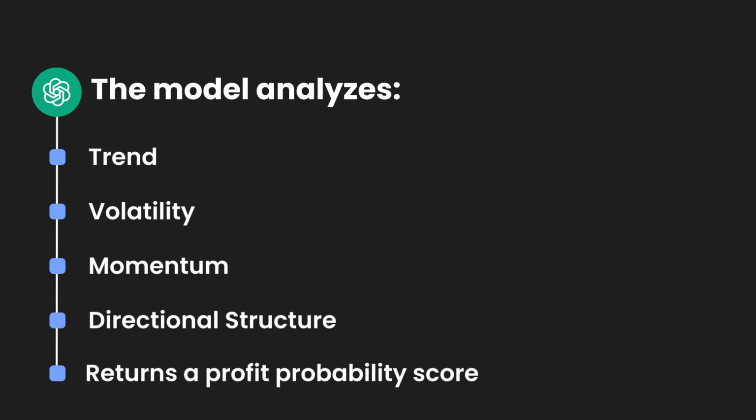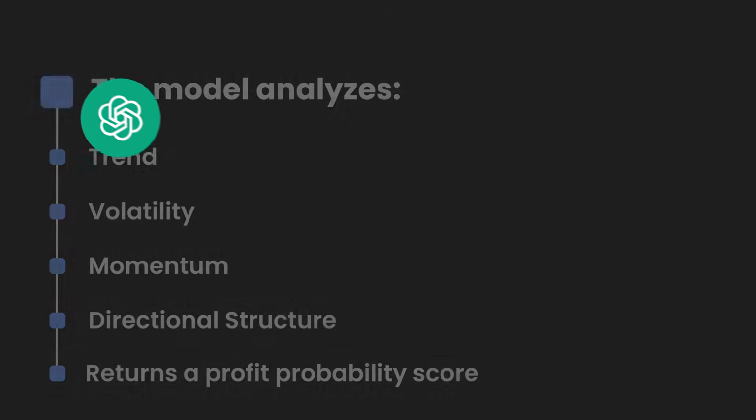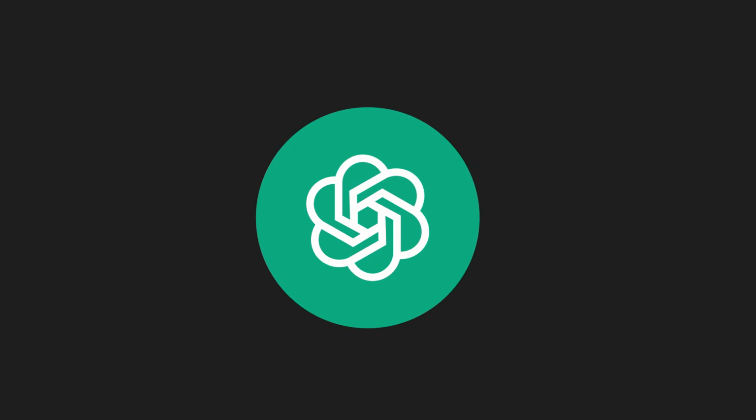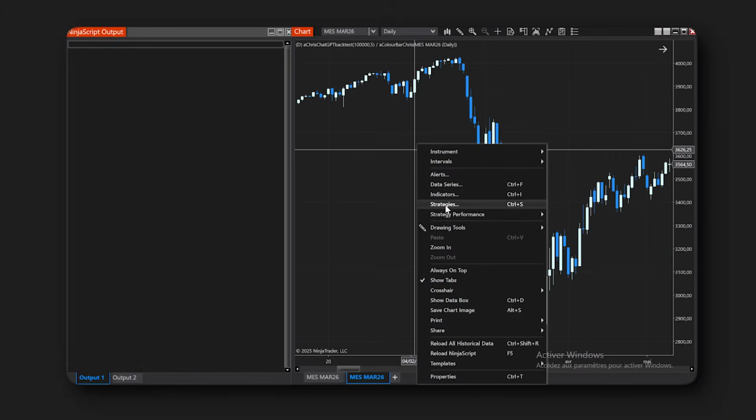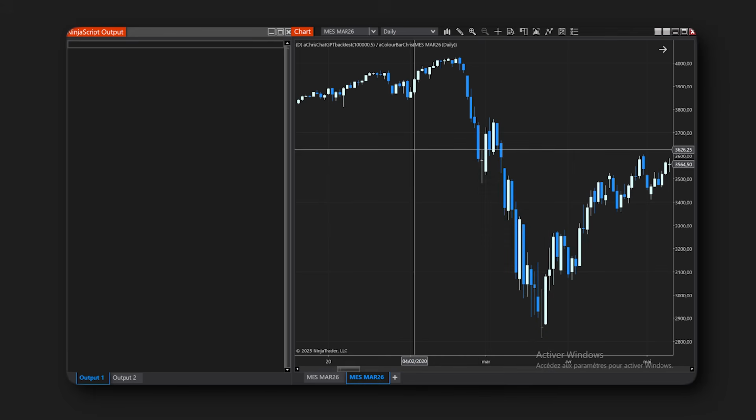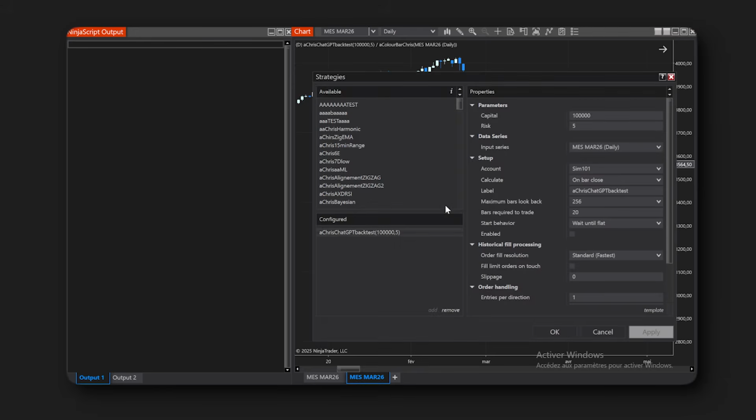If the probability is strong enough, the trade is allowed. If not, the trade is skipped. The strategy still generates the signals, but the AI decides whether they make sense. Now let's run the backtest again, this time with AI filtering. When NinjaTrader loads the strategy, something important happens behind the scenes.